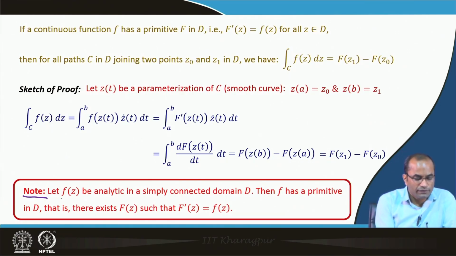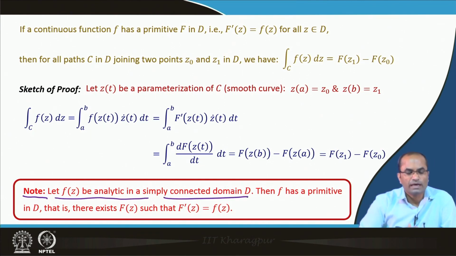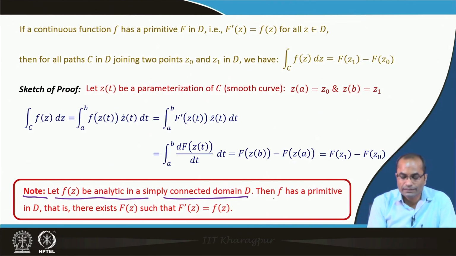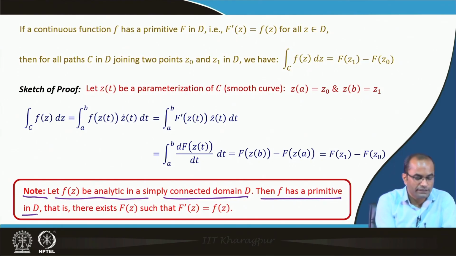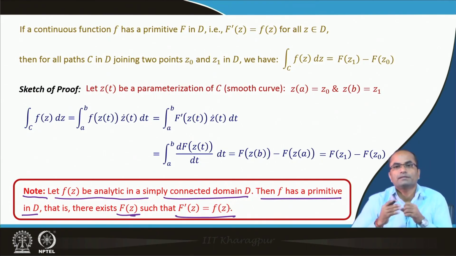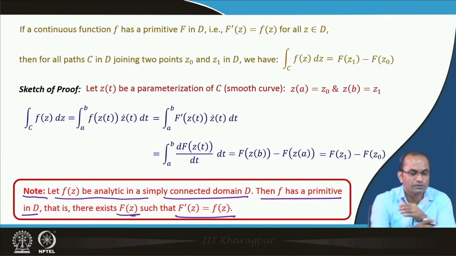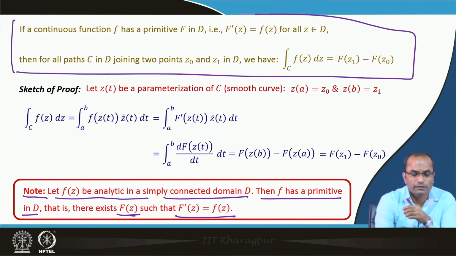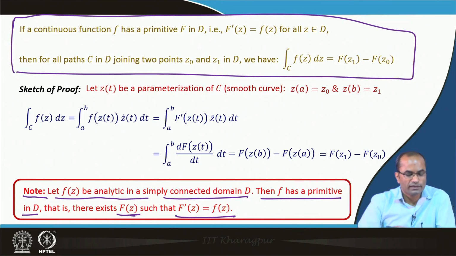Let f(z) be analytic in a simply connected domain. If we have a function f(z) which is analytic in a simply connected domain D, then f has a primitive in D. That means there exists an F(z) such that F prime of z is equal to f(z). That is also a very important result, which the above result can be used for analytic functions now.